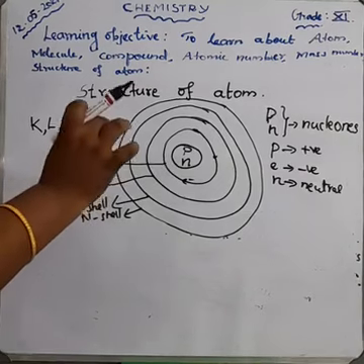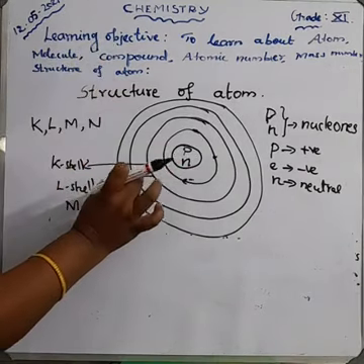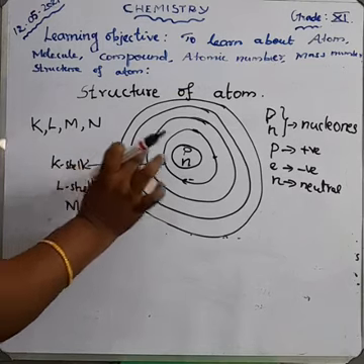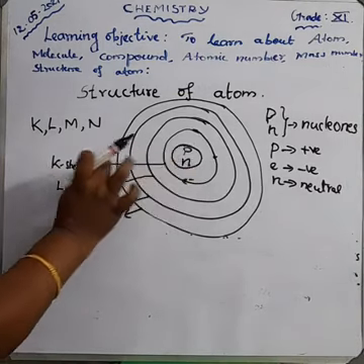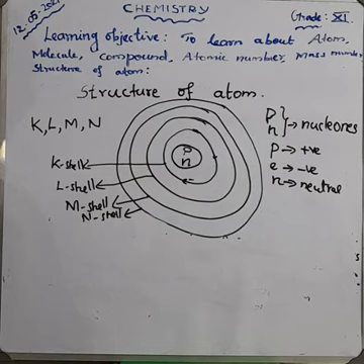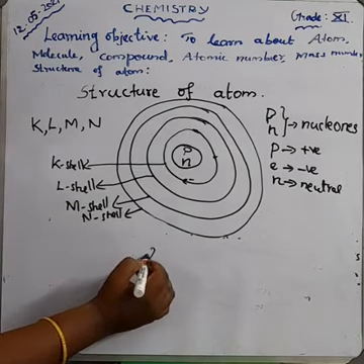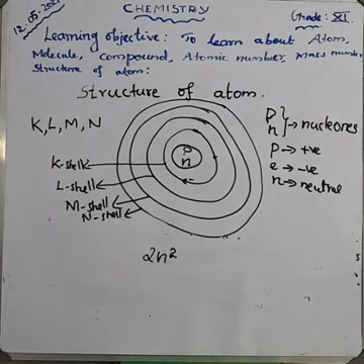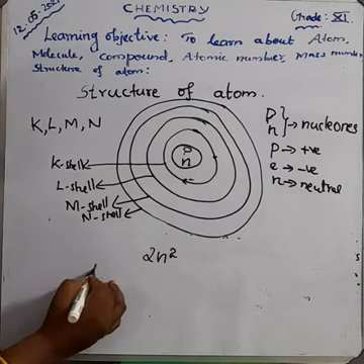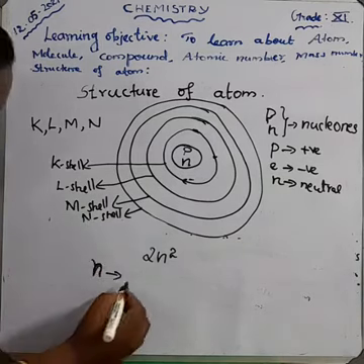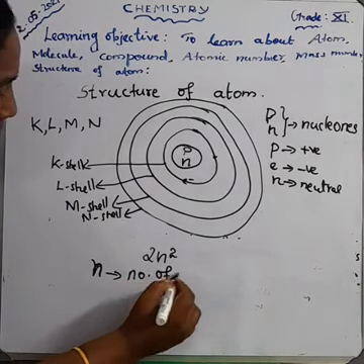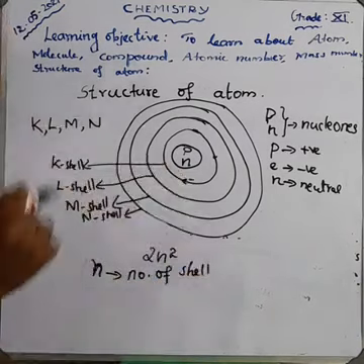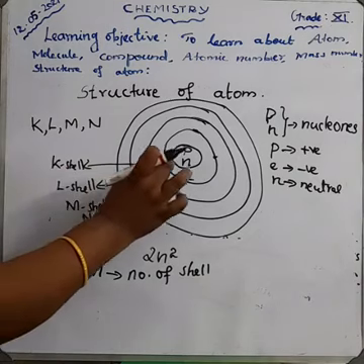The maximum number of electrons occupying a shell has the general formula 2n square. Here n denotes the number of the shell. How many shells? For example, when n is equal to 1.